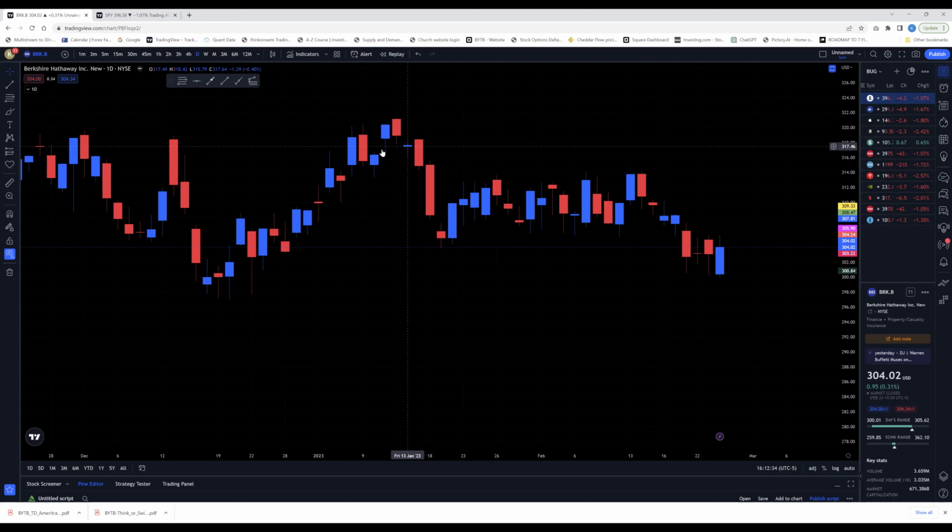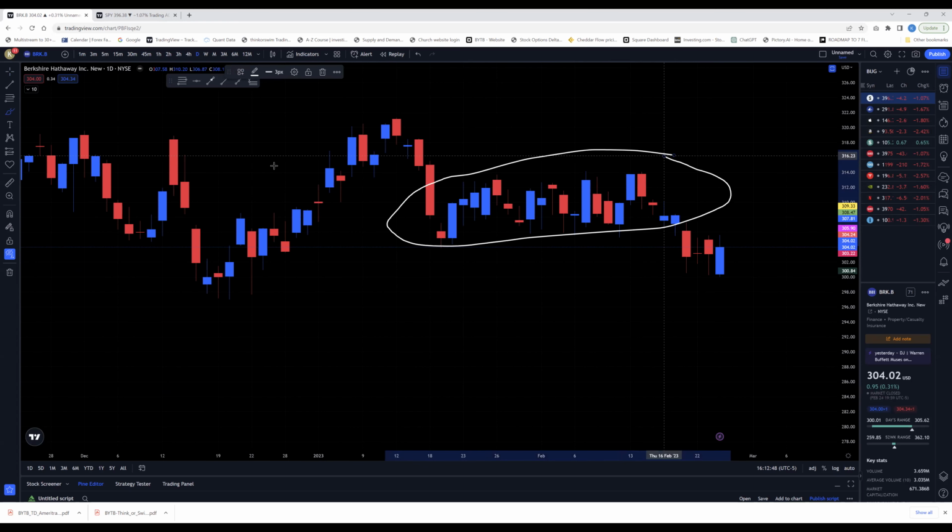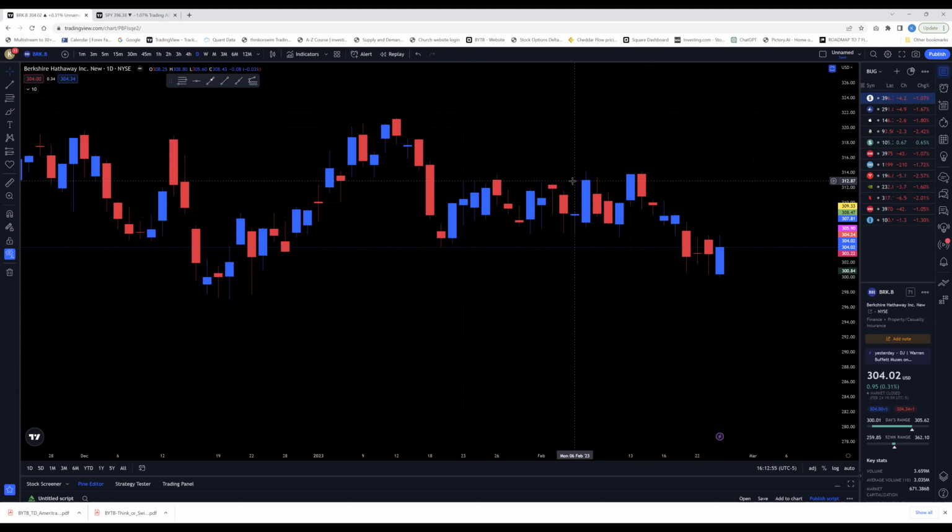Right now, looking at this chart, what can you tell me just based on looking at it? It's been more consolidating. Yeah, there we go. We got a lot of consolidation. All right, that's good. That's the first thing I look at.